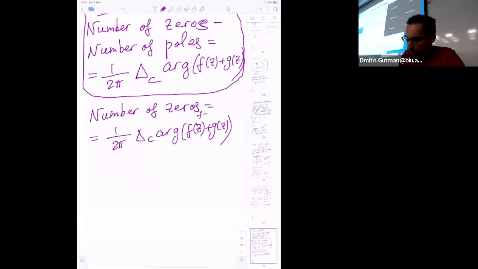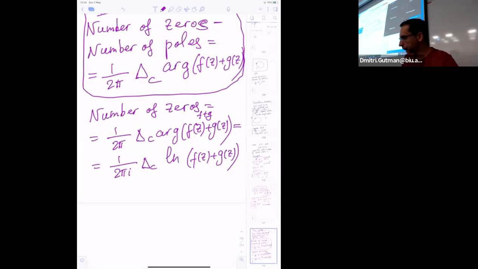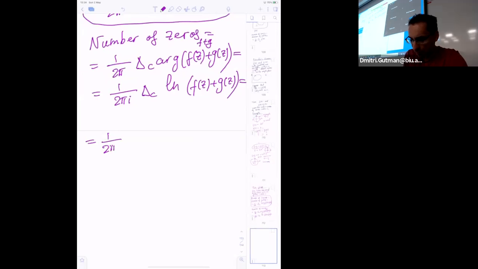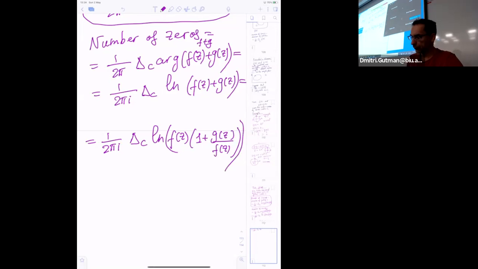Let me put here f plus g to denote that it belongs to the function f plus g. The same can be written as 1 over 2 pi i change along the contour C of the logarithm of the function f of z plus g of z. Now let me write this as 1 over 2 pi i change of the logarithm of f of z times 1 plus g of z divided by f of z. So I just opened brackets and wrote the argument of the logarithm as a product of two terms, f and 1 plus g over f. Did you follow the logic?